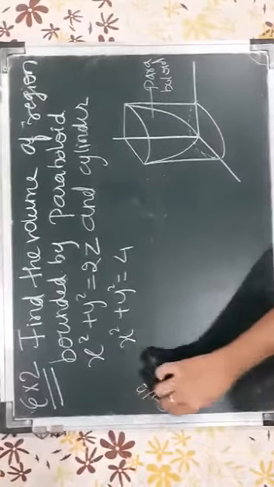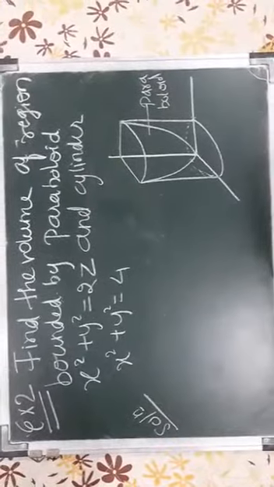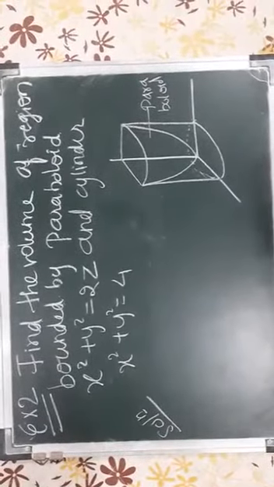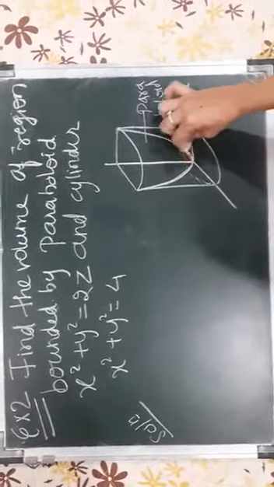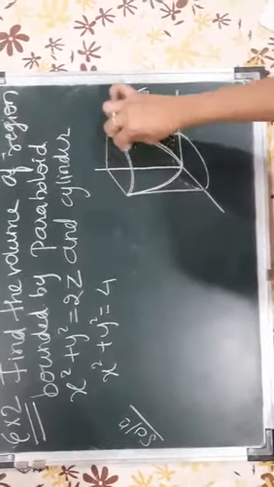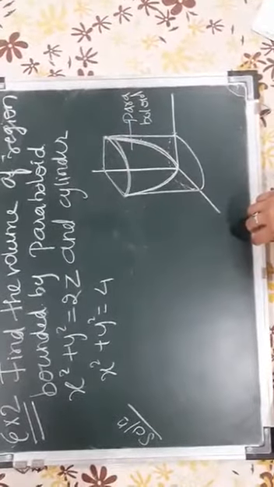Okay, so let us look at another example of volume. Find the volume of the region bounded by the paraboloid x square plus y square is equal to 2z. So this is your paraboloid. And the cylinder x square plus y square is equal to 4.